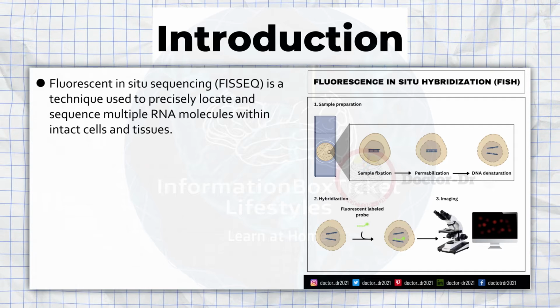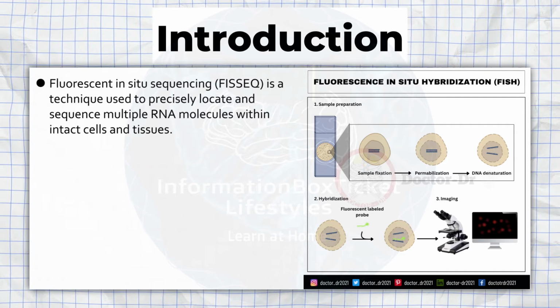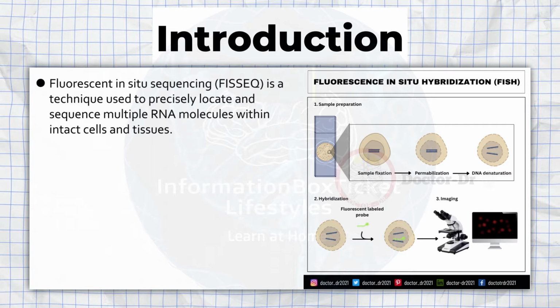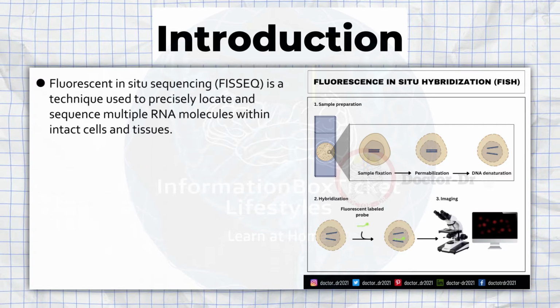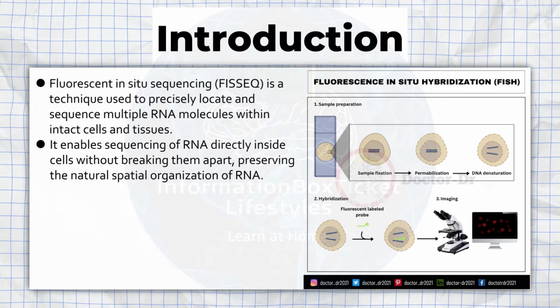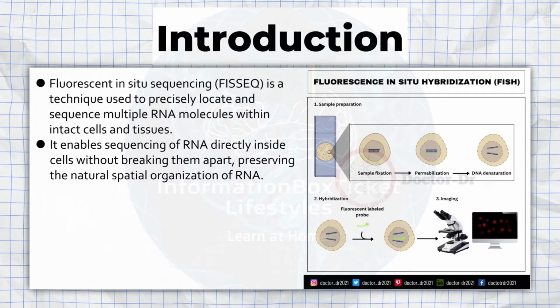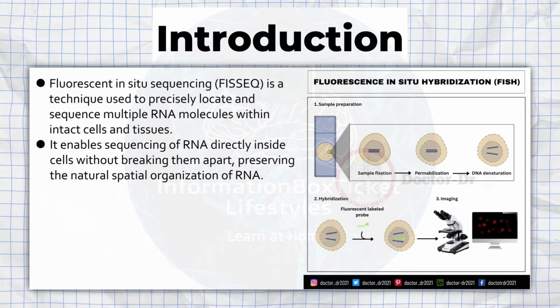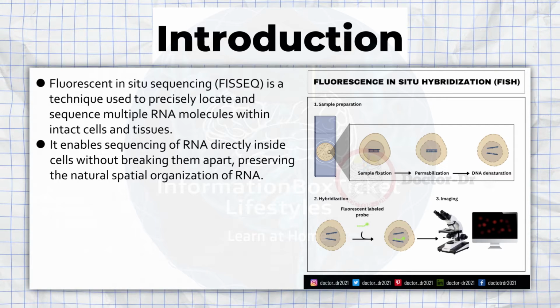Fluorescent in situ sequencing is a technique used to precisely locate and sequence multiple RNA molecules within intact cells and tissues. It enables sequencing of RNA directly inside cells without breaking them apart, preserving the natural spatial organization of RNA.